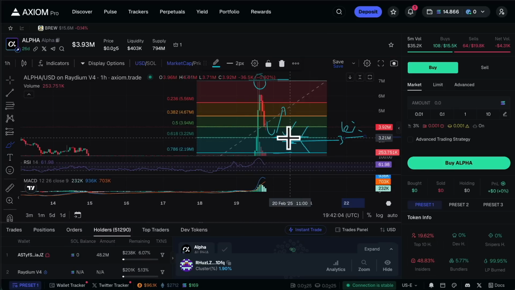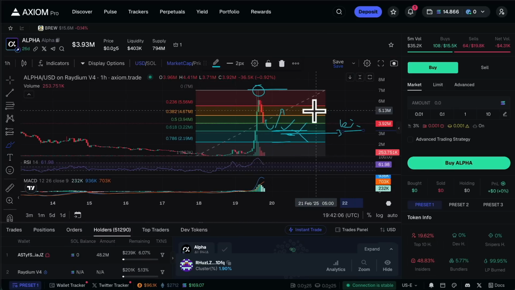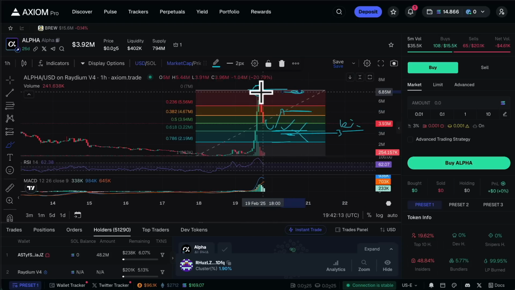I know where I'm buying in, I know what my risk is, and the first place I would take rewards is probably just below 5 million if it did run again, or just below where it just ran to in terms of the previous high.